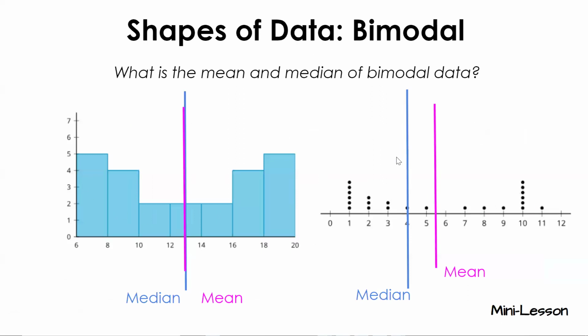Now, here's the deal. If it is symmetrical and it's bimodal, then our mean is going to equal the median. So if it is symmetric bimodal, then the mean is going to equal the median.